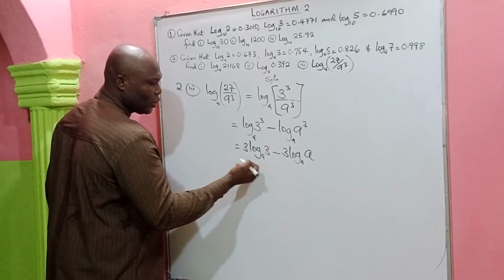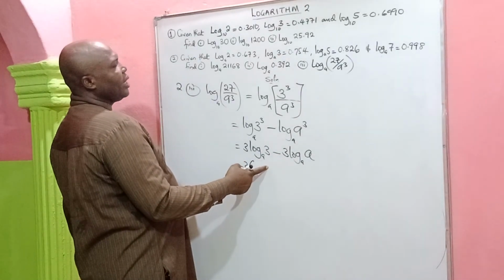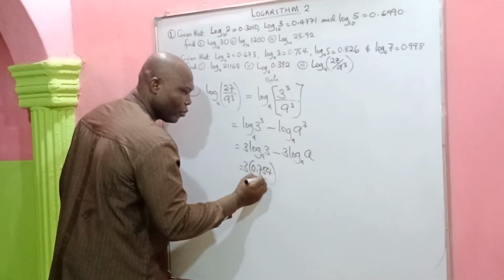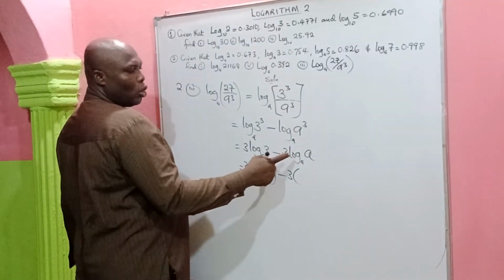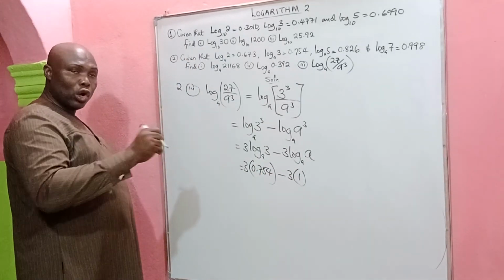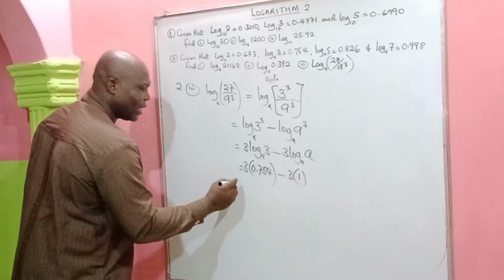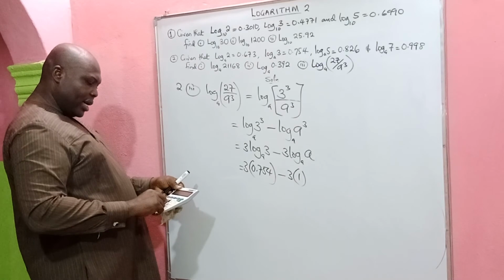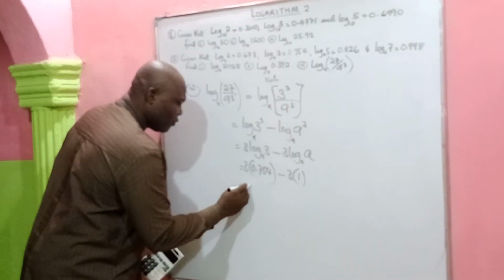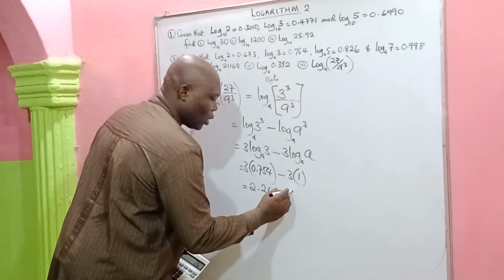So this will be 3 into log 3 to base A, giving 3 times 0.754, minus 3 into log A to base A, which is 1. Remember, the law that tells us that log A to base A is 1. Take note of that. So 3 times 0.754 will give us 2.262, minus 3 times 1, which is 3.